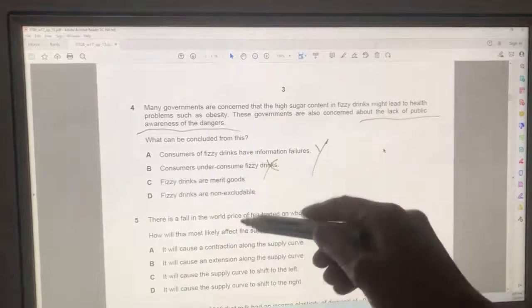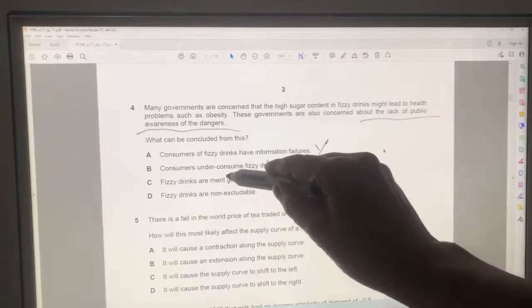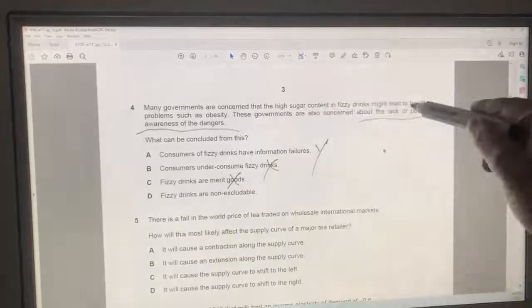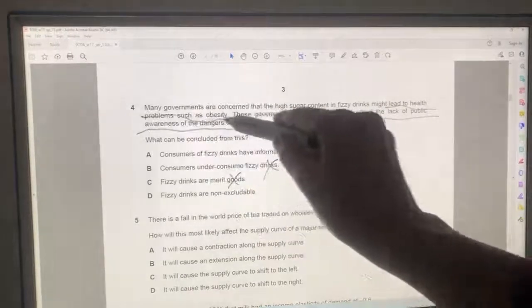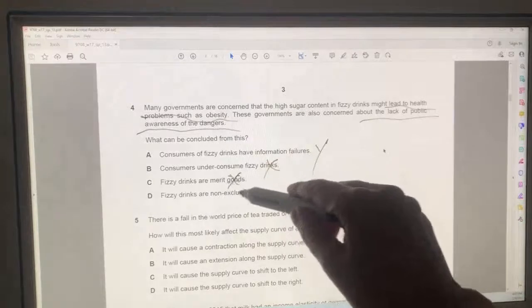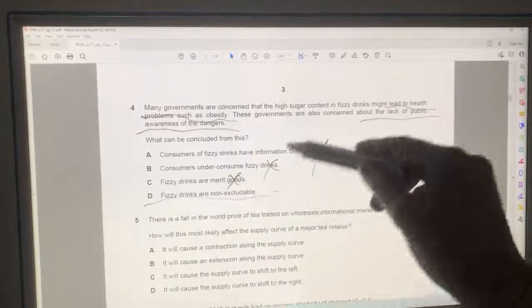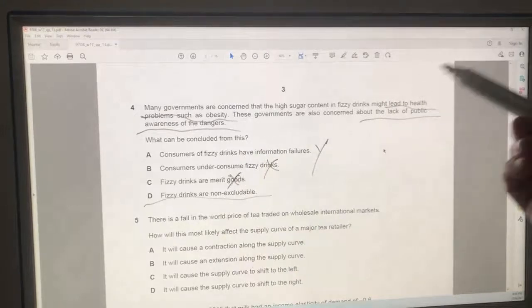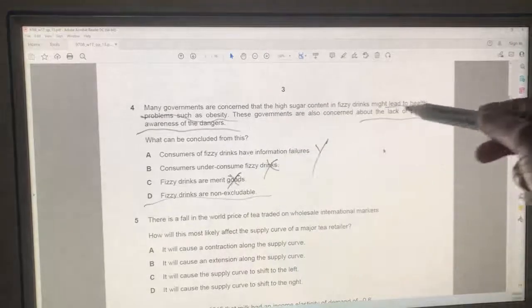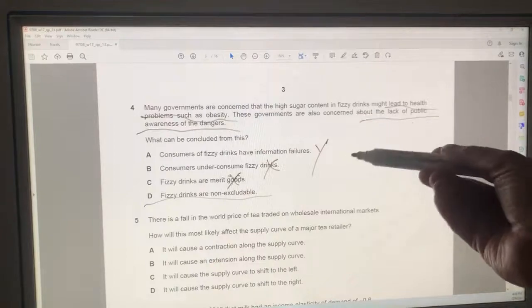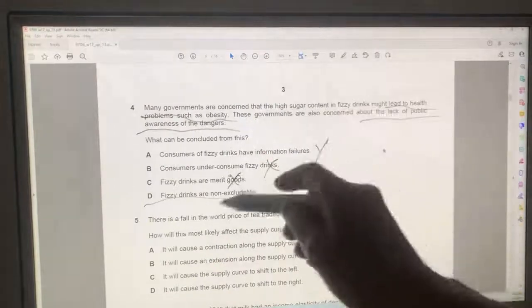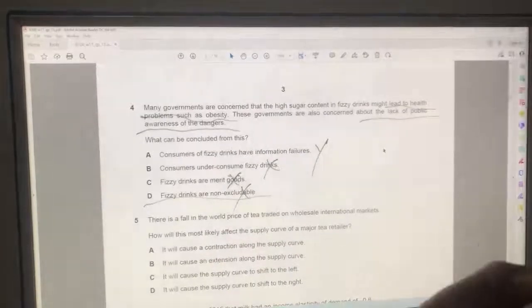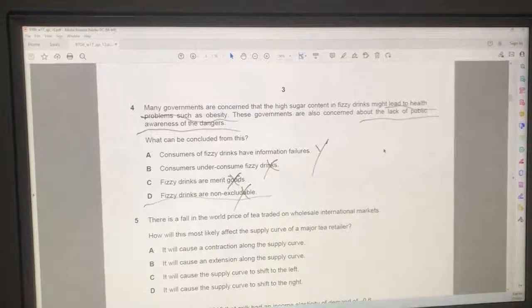Can we conclude that fizzy drinks are merit goods? No, it seems like they lead to health problems. So no, they're not merit goods. And D says fizzy drinks are non-excludable. We cannot conclude that from what they told us. Actually, it doesn't tell us anything about excludability, but presumably fizzy drinks are private goods. So the answer for 4 is A.